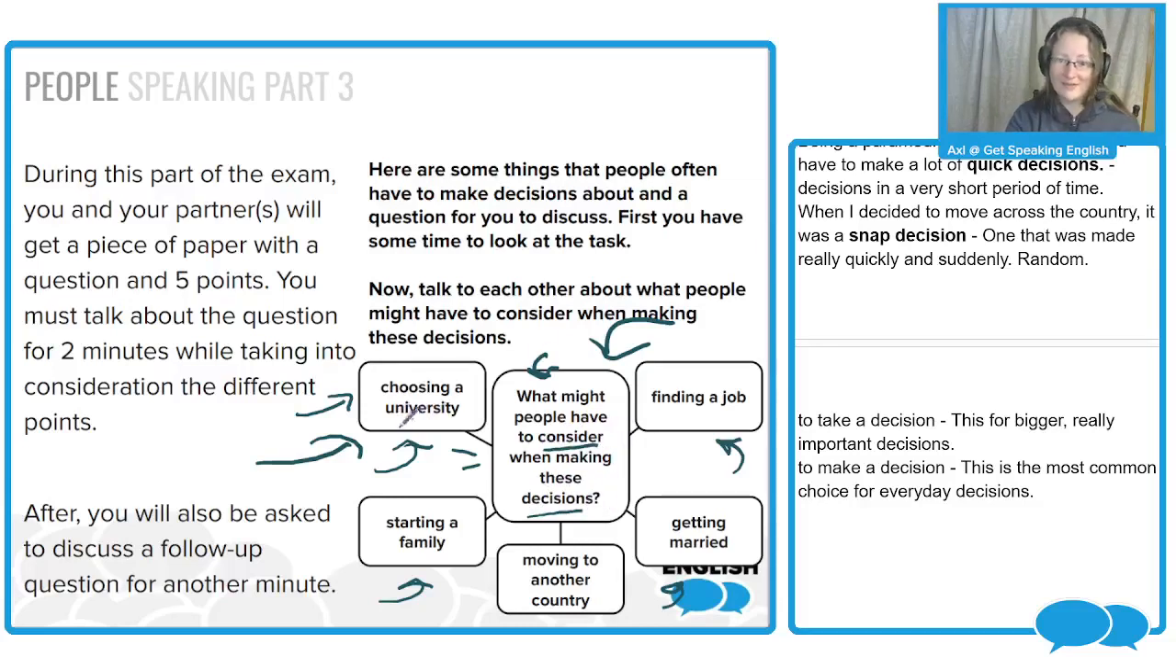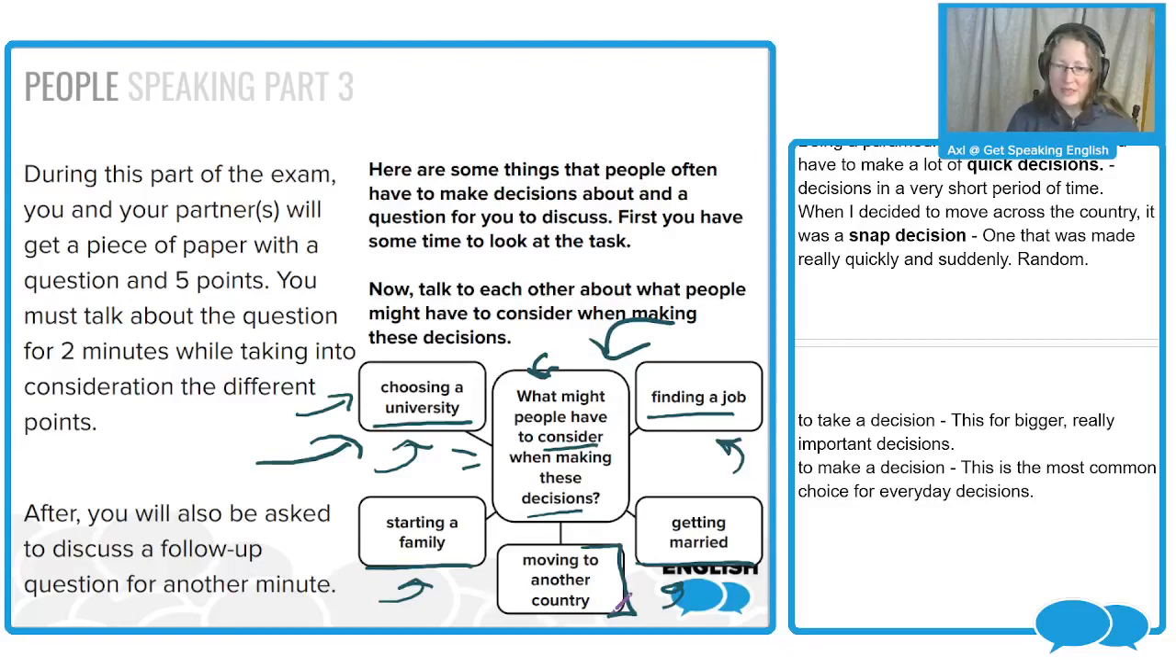And so we have some decisions here: choosing a university, finding a job, starting a family, getting married, and then also moving to another country. So, you'll get this piece of paper, you and your partner or partners, if there happens to be three of you in the group. You will have 15 seconds to look at this together.